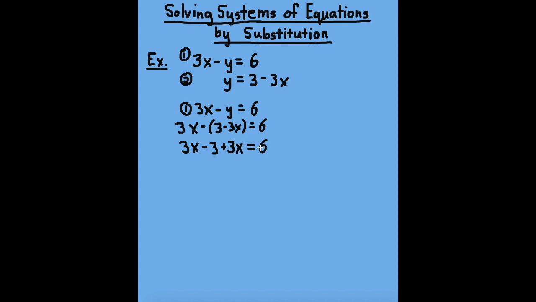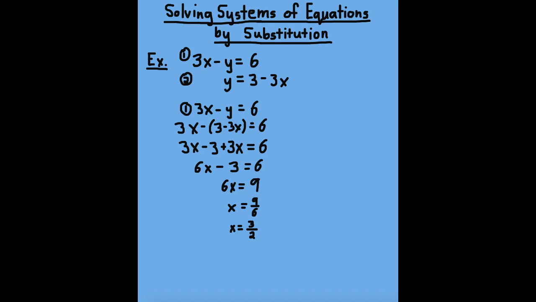When we combine the like terms, 3x and 3x, we get 6x minus 3 equals 6. Then we add 3 to both sides to get 6x equals 9, and we divide both sides by 6 to get x equals 9 over 6. And when reduced, x equals 3 over 2.